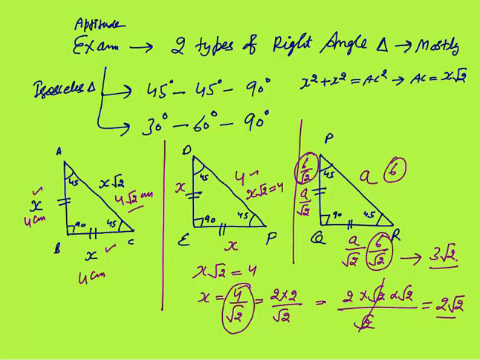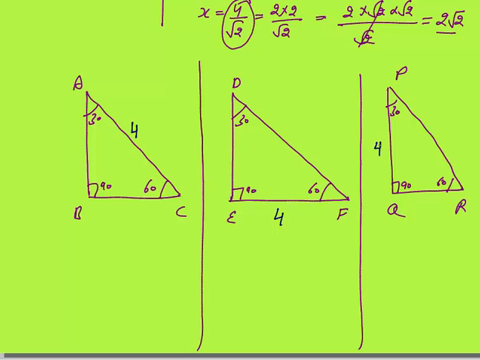Same is true with the 30, 60, 90 degree triangle. Let's discuss that triangle. Now if in a 30, 60, 90 degree triangle the hypotenuse is given, then you can simply say that the side opposite to 30 would be half of it. Let me take an example: if the hypotenuse is x, the side opposite to 30 would be x by 2. The side opposite to 60 would be root 3 by 2 x.